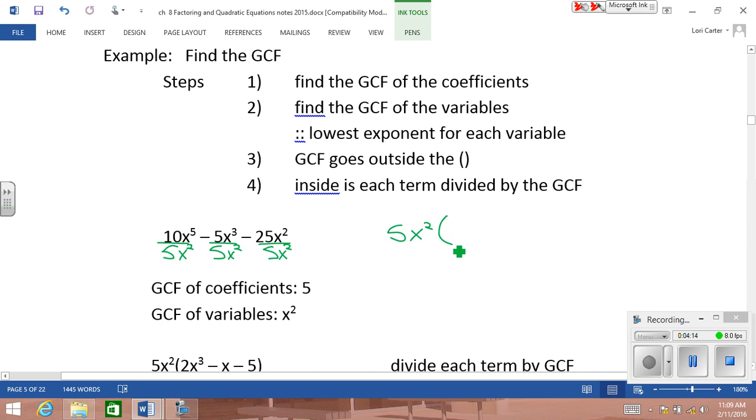Okay, 10x to the 5th divided by 5x squared. 10 divided by 5 is 2x cubed, because 5 minus 2 is 3. Negative, the next one, the 5's cancel. 3 minus 2 is 1, so that's x to the 1st. The other one's 2 minus 1. Negative 5, good. The x's cancel. Okay, you have factored out what they have in common.